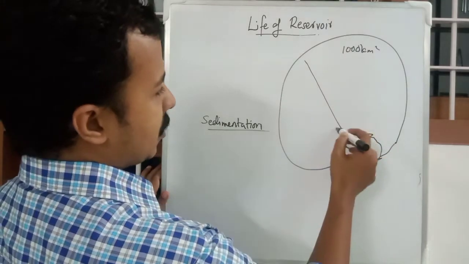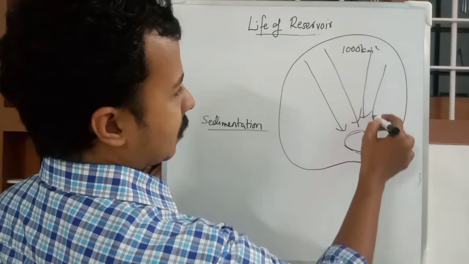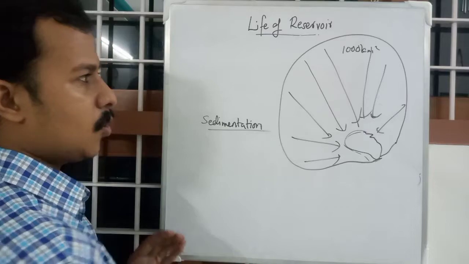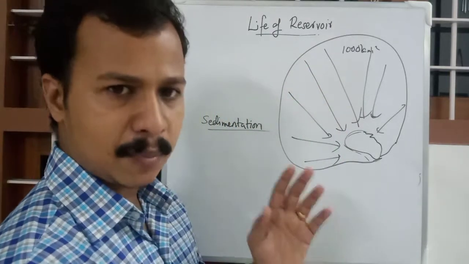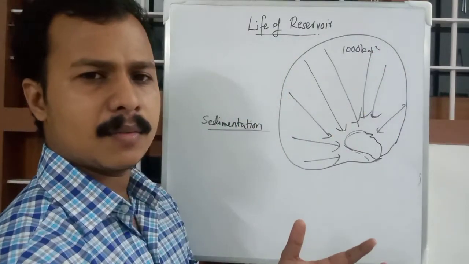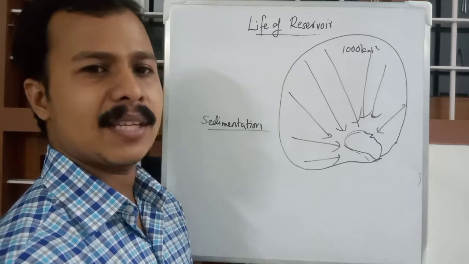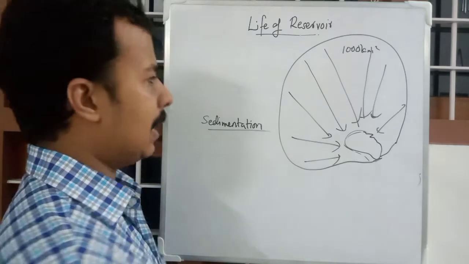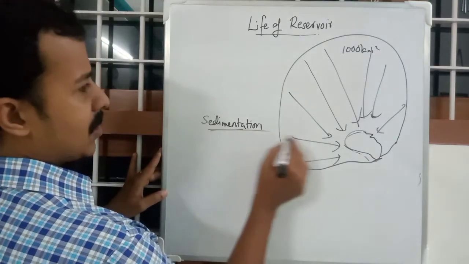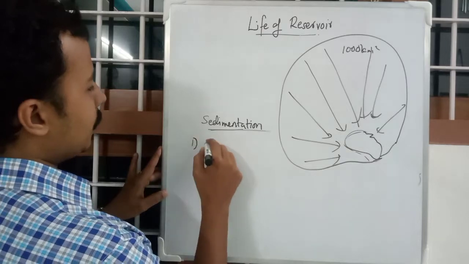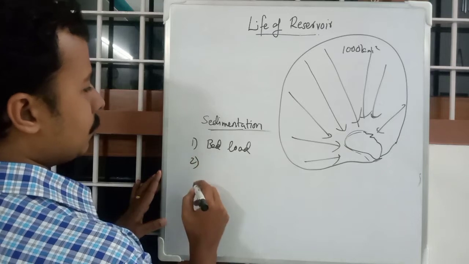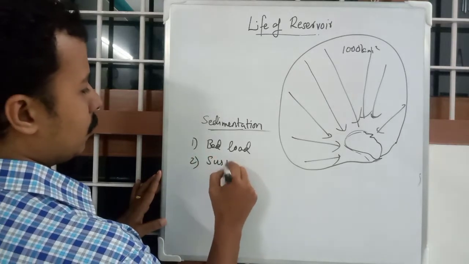When precipitation occurs, water will flow in like this. When the water flows in after precipitation, it brings some portion of soil and silt with it. The silt particles are transported to the reservoir in two ways. The first one is bed load, and the second one is suspended load.